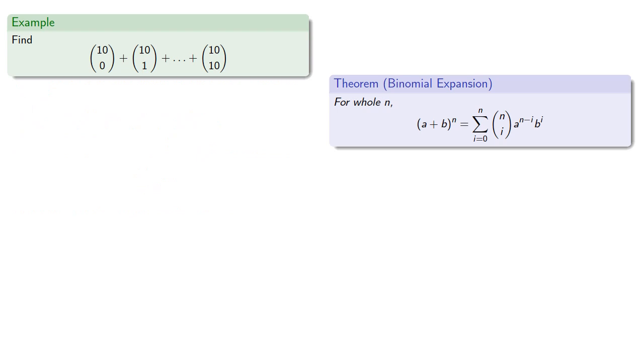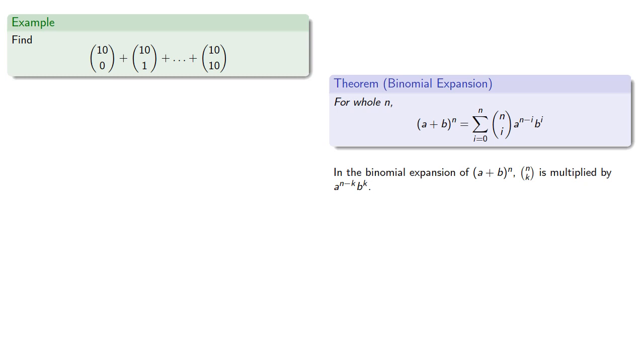So for example, let's suppose we want to find the sum 10 choose 0 plus 10 choose 1 and so on up to 10 choose 10. So let's see if we can massage these terms so they look like the terms of the binomial expansion. In the binomial expansion of (a + b)^n, n choose k is going to be multiplied by a power of a times a power of b, where the sum of the exponents is n.